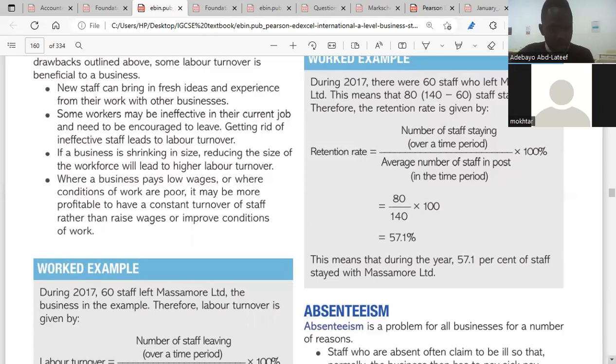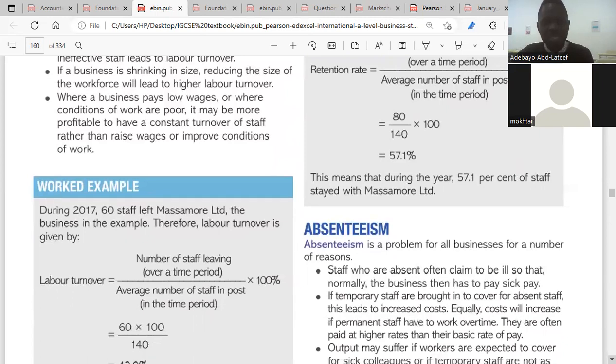Then the last one: where a business pays low wages or where conditions of work are poor, it will be more profitable to have a constant turnover of staff rather than raise wages or improve conditions of work. Some companies are used to paying workers low wages. As a result, instead of thinking of increasing wages, they would prefer workers to leave and recruit new ones so that they can still maintain that culture of paying low wages. So they're not going to try to improve the wage rate. They're not going to try to improve the conditions at work. They will only recruit new workers. So that means they don't have to change their wage basis.